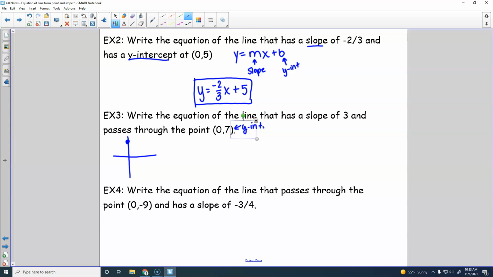Whenever I write the equation of this line, Presley, what would the equation be if I have a slope of 3 and it passes through (0, 7)? Perfect.